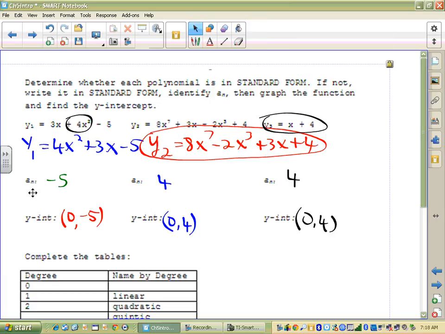Let's think about this. A sub n, that's the constant, and the y-intercept, they're in effect the same thing. Just keep in mind, usually when we refer to a y-intercept, we talk about its coordinates since it's a point. When we talk about the constant, it's just a term, so it's just a number.